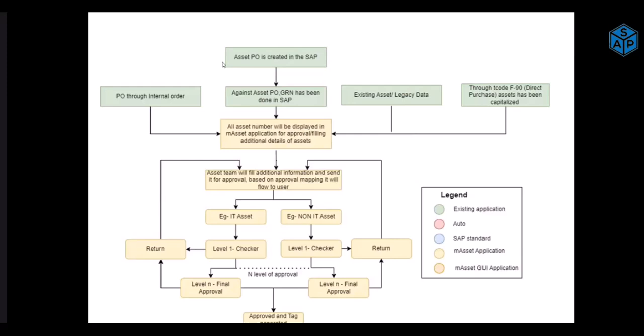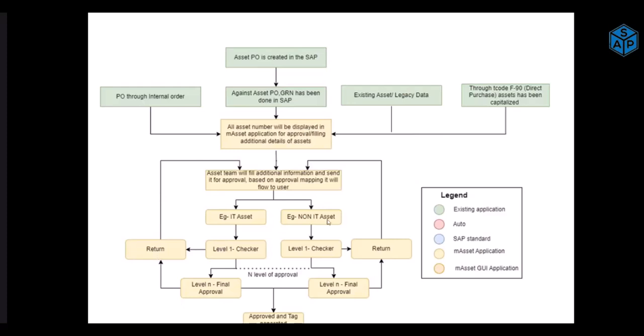Once the GRN is done from the standard system, the data will flow into our product. So when you have done the GRN, it will flow to our product, and after that we will give the additional data of that product. And based on the type of asset, if it is an IT asset like a computer, network equipment, or anything, it will go to the IT manager for approval.